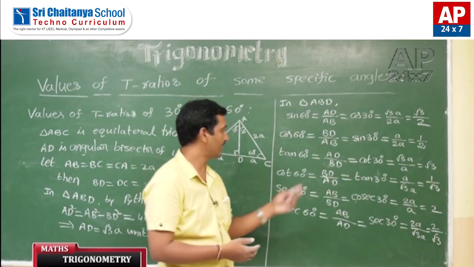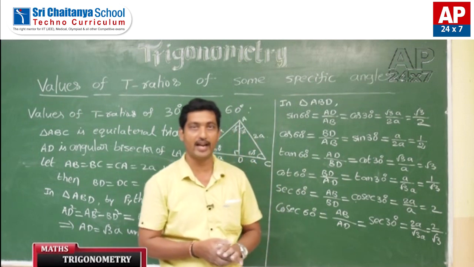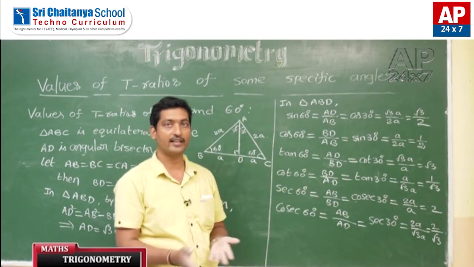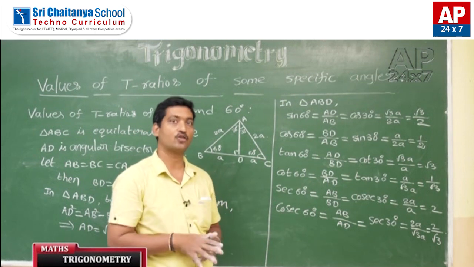Another way, we can say 60 degrees and 30 degrees are complementary angles, so that tan 60 degrees and cot 30 degrees both are equal by the previously known theorem.